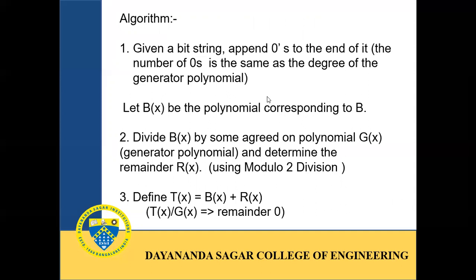So let's see the algorithm for this CRC. Given the input data, zeros are appended, of the same degree as that of the generating polynomial. Say B(x) is the polynomial. Now this is the polynomial. Now using modulo 2, we'll get the remainder R(x).